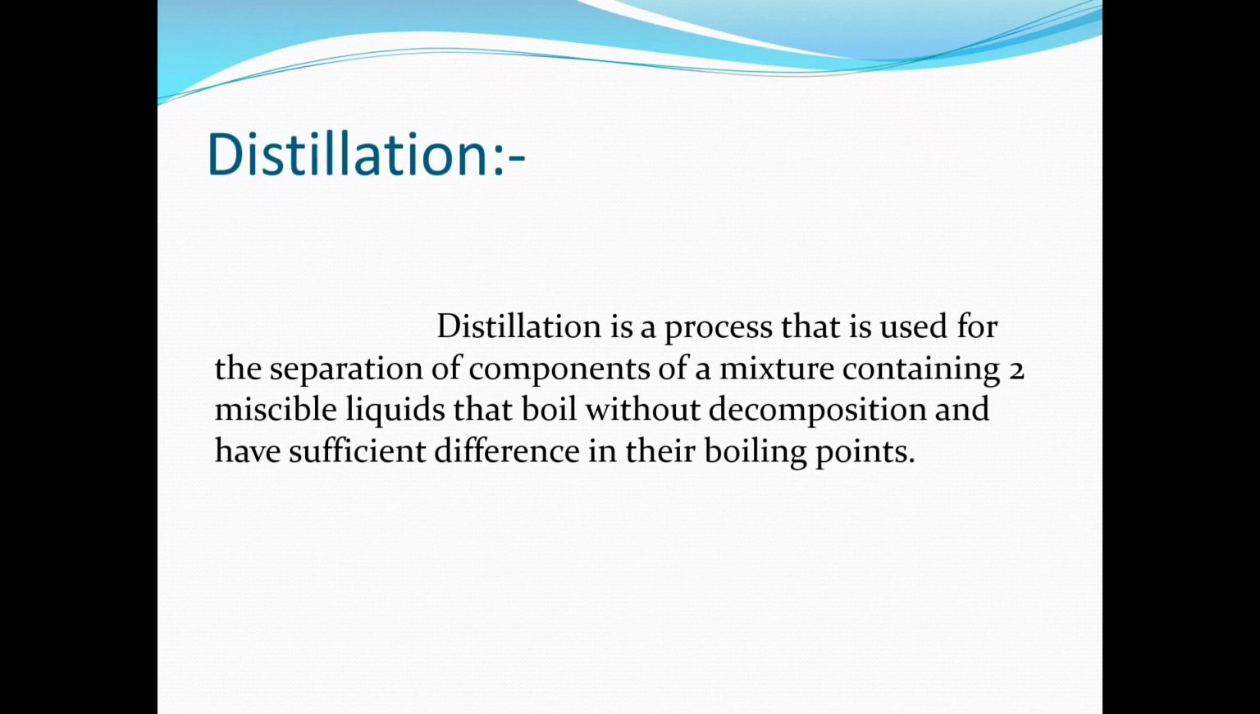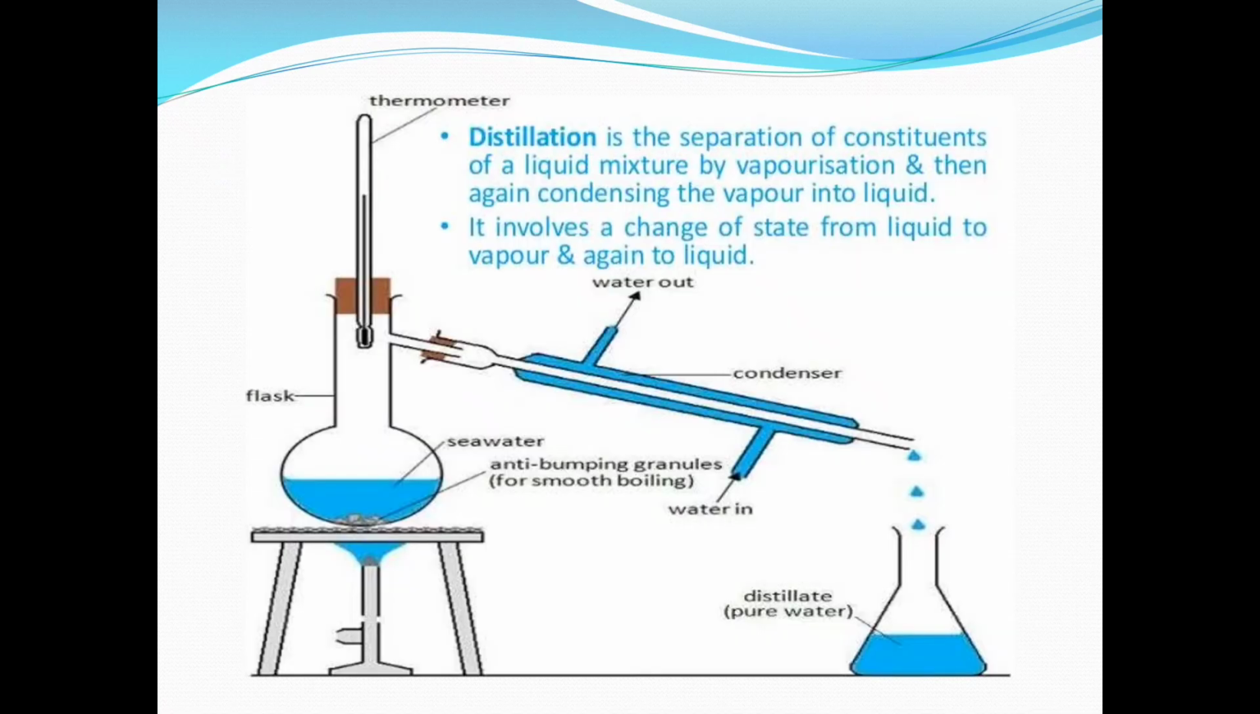So we will apply the distillation process to those miscible liquids which have a sufficient difference in their boiling points. If we see the definition here, distillation is a process that is used for the separation of the components of a mixture containing two miscible liquids that boil without decomposition and have sufficient difference in their boiling points. So in order to apply the distillation method for the separation of miscible liquids, we should have a sufficient difference in the boiling points of the two liquids present in the mixture. Here we can see the setup that is used for the process of distillation.